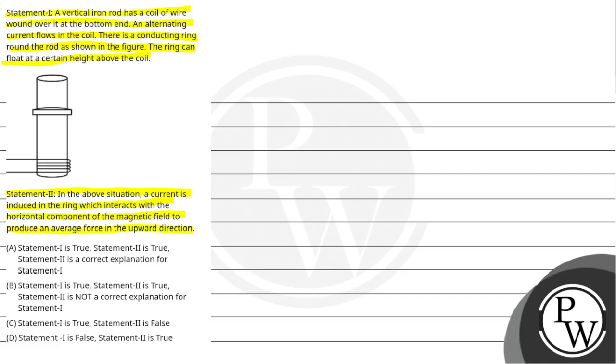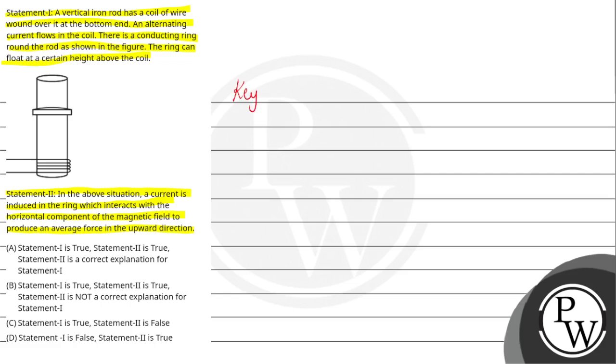Option A. Statement 1 is true. Statement 2 is true. Statement 2 is a correct explanation for statement 1. Option B. Statement 1 is true. Statement 2 is true. Statement 2 is not a correct explanation for statement 1. Option C. Statement 1 is true. Statement 2 is false. Option D. Statement 1 is false. Statement 2 is true.